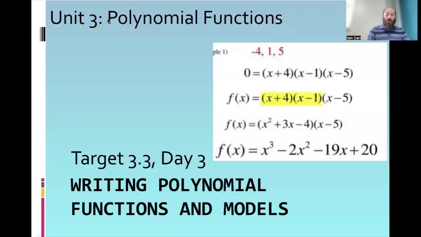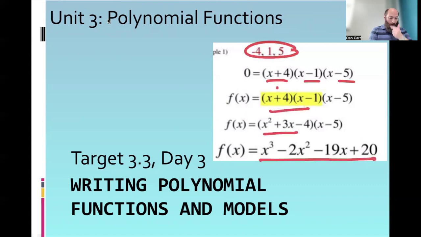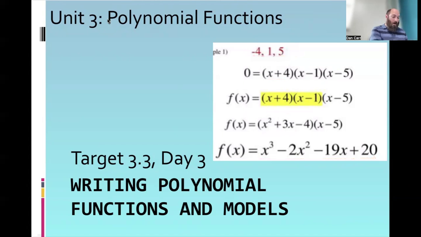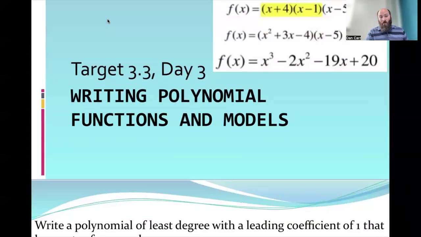Today we're going to be looking at 3.3 day 3, writing polynomial functions and models. With our polynomials, we're going to do something like in this image here. If I know for a fact that I have 3 zeros, it's going to do something like this, and we're going to multiply it out to get back to our standard form. And it's going to be a real quick one because I just have one example for you.